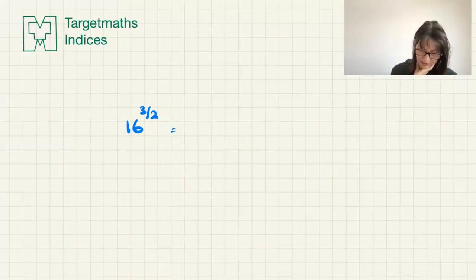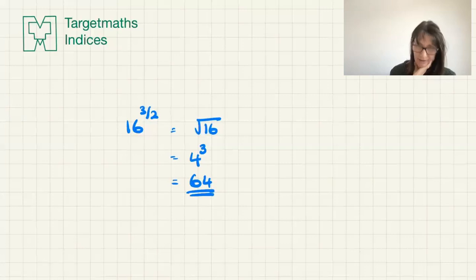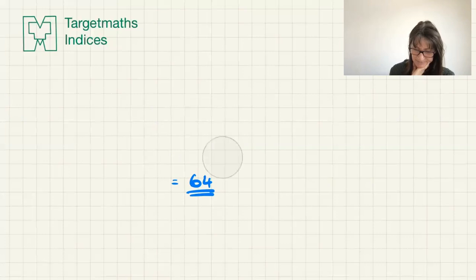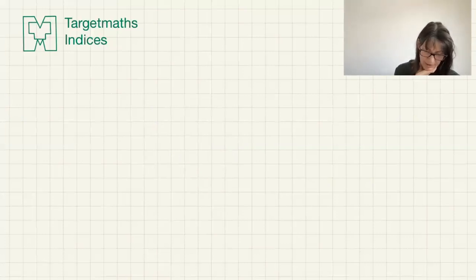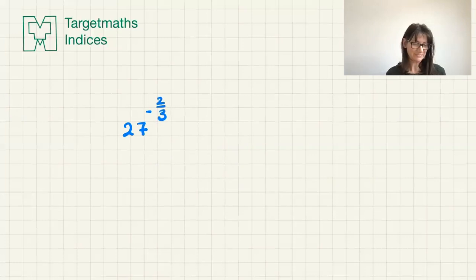So we are going to square root the 16, which is going to give me 4. And then the numerator becomes the power, and 4 times 4 times 4 is 64. And if you got that right, really well done. Okay, one more. What are you going to do with this one? 27 to the minus 2/3. Hit pause and press play when you're ready.